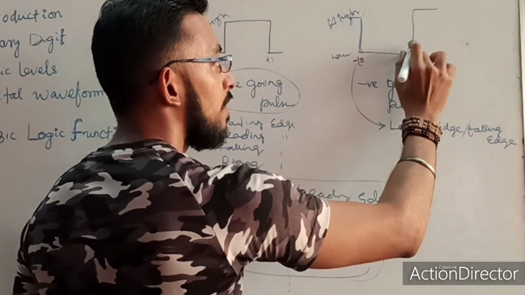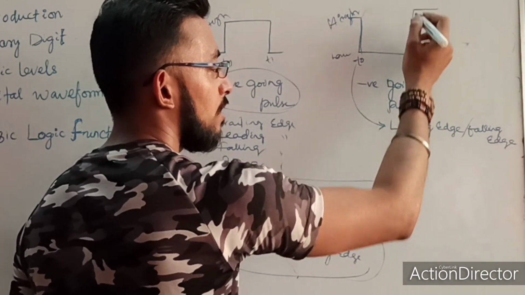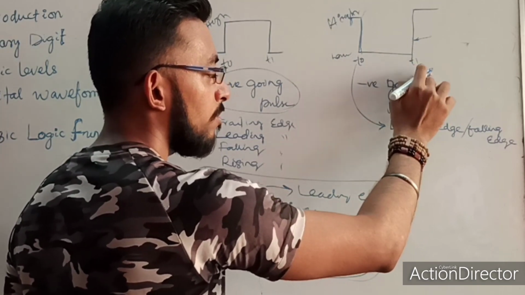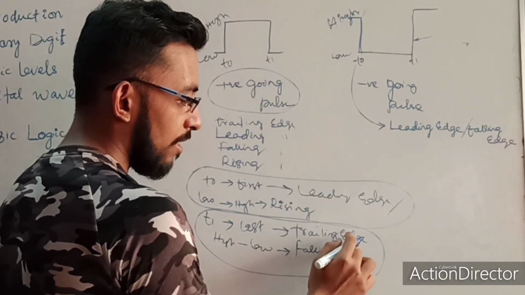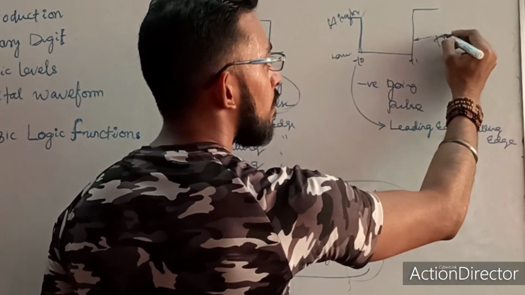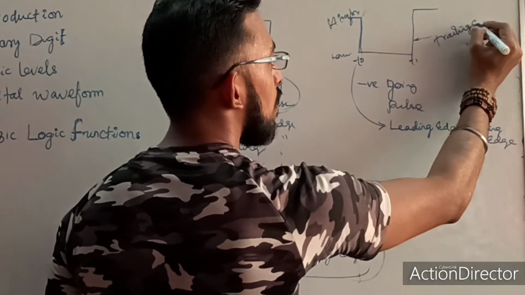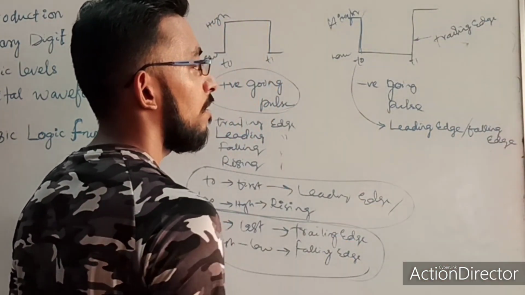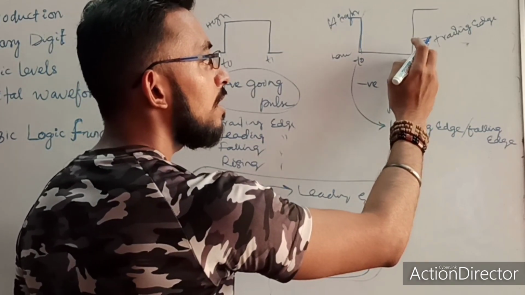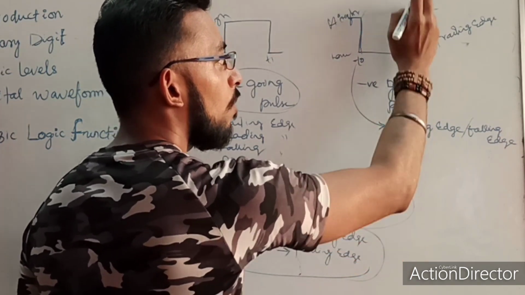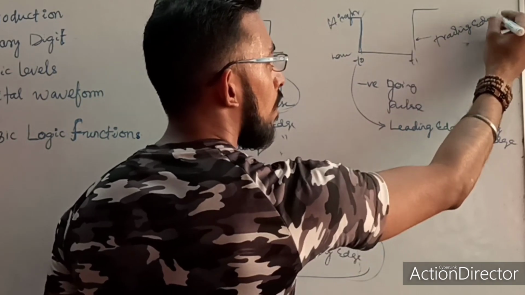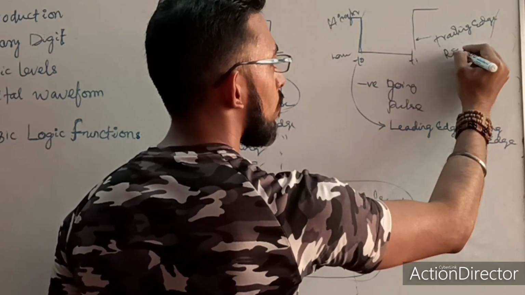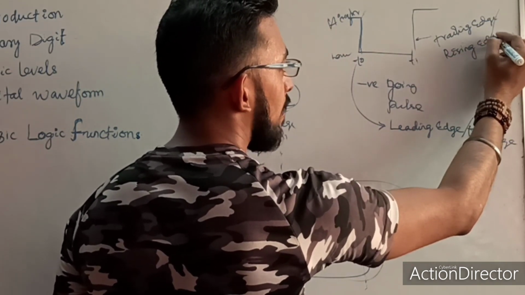Now, this secondary edge is coming last, meaning after some interval it is coming. Since it is coming last, it will be called the trailing edge, meaning it is coming late or last. And you can see this is rising, meaning low to high value. So this is called the trailing edge, or also called the rising edge.